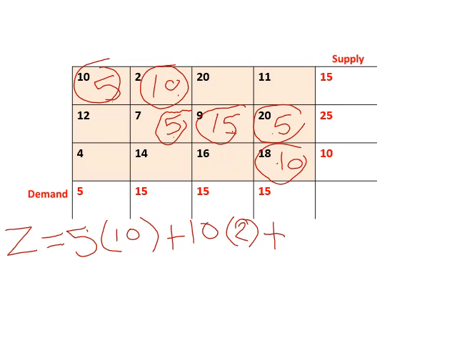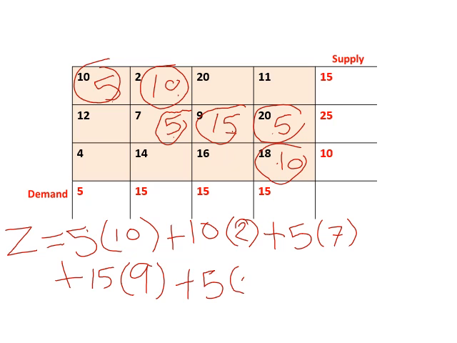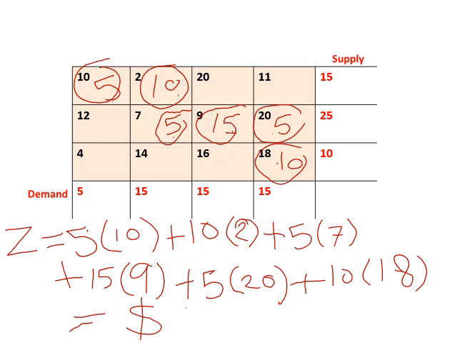plus 5 times 7, plus 15 times 9, plus 5 times 20, and finally 10 times 80. Okay, this will equal $520.